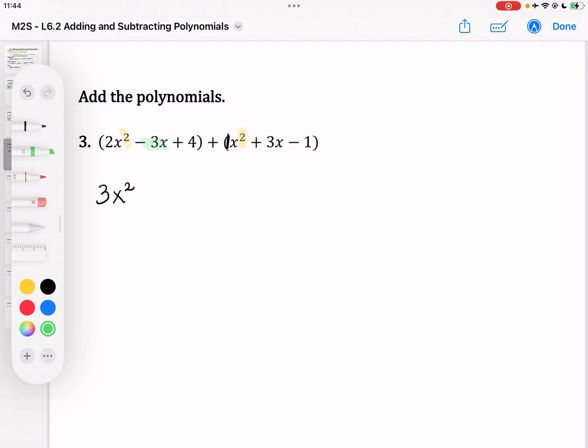And then I'm going to go ahead and do the terms that have just an x. So -3x plus 3x is 0x. Because it's 0, I'm not going to write it down. So that just essentially cancels out, is what we usually say. And then we've got our -4 and our 4 and -1. So -4 plus 4 plus -1 is a -1. And then I just check to make sure I'm in standard form with the biggest exponent first, which is true. And that's my answer.